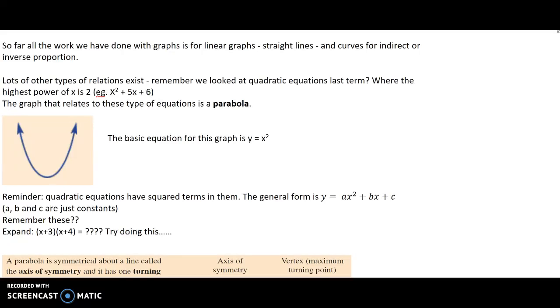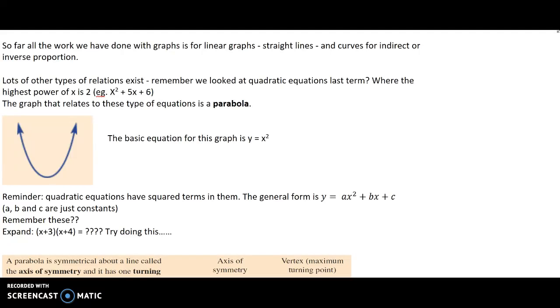All right. So far, all the work we have done with graphs is to do with the linear functions. So everything that we have done in chapter 4, they're linear functions. And linear functions are those functions that give us straight line graphs where the highest power of x is 1. It has a gradient on a straight path.